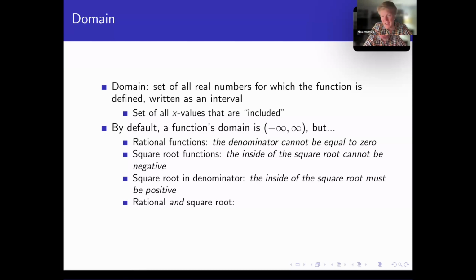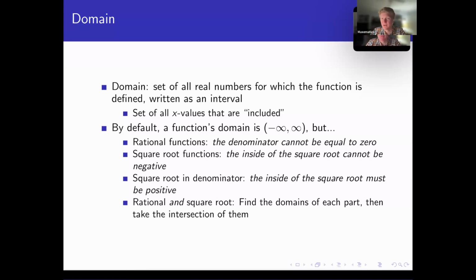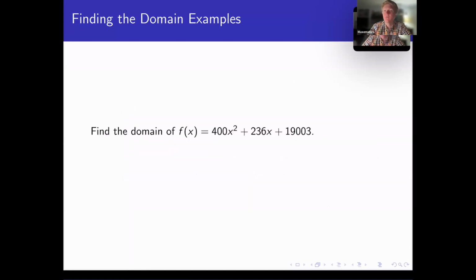If you have a rational and a square root, so for example, you have a square root in the numerator and there's still a denominator that causes problems, find the domains of each part and then take their intersection. This happens not frequently enough for us to spend a whole lot of time doing it. So let's find some domains. Find the domain of 400x squared plus 236x plus 19,003.